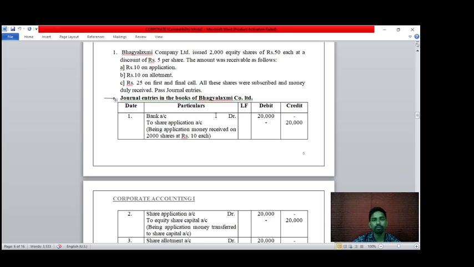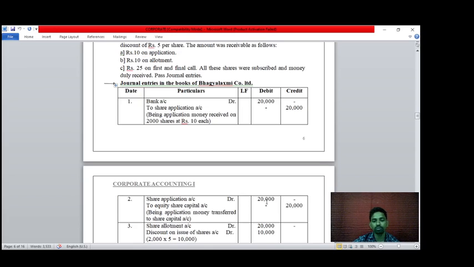Bank account debit rupees 20,000 to share application account credit rupees 20,000. That is 10 into 2000, which is 20,000. Narration: being application money received on 2000 shares at rupees 10 each. Next, share application account debit rupees 20,000 to equity share capital account credit rupees 20,000, being application money transferred to share capital account.